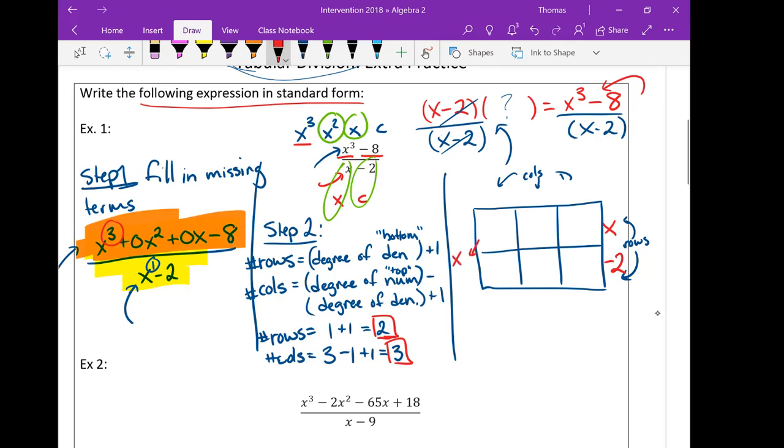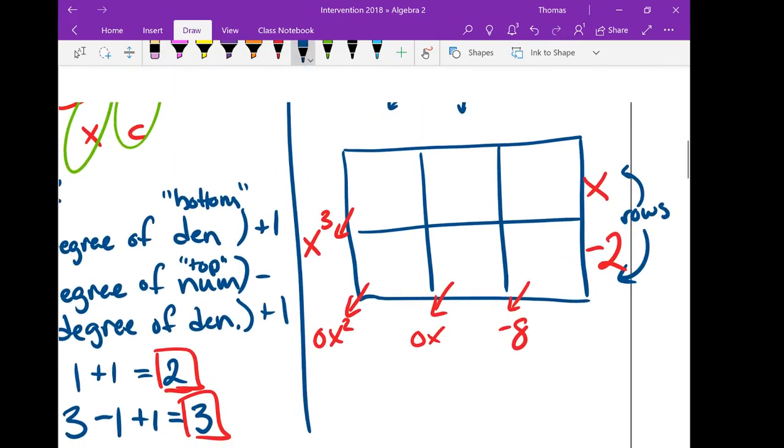So the first term would be x cubed, 0x squared, 0x, and negative 8. So we filled in the totals, we filled in one of our terms. Now we just have to work our multiplication problem backwards to figure out the other term, which will be our quotient. So here we go.